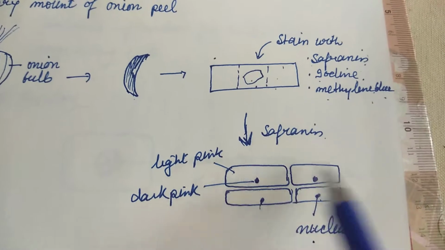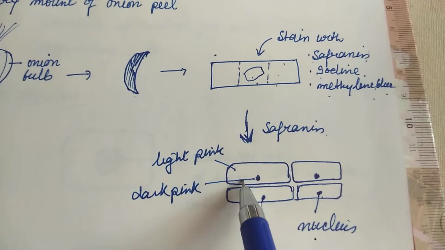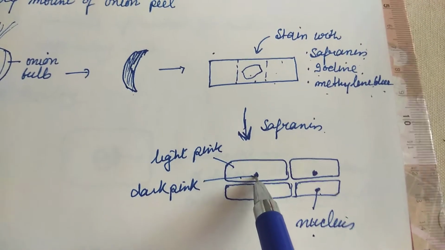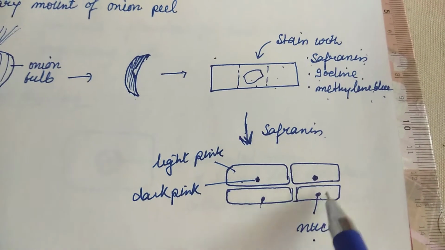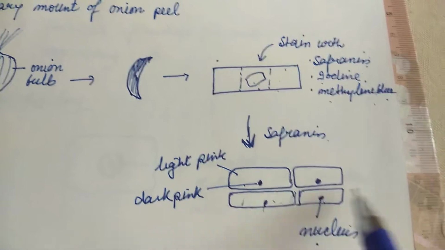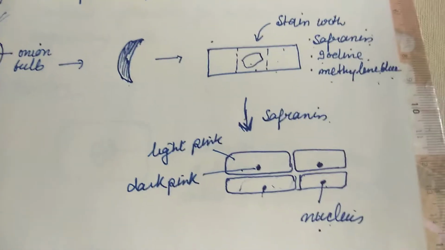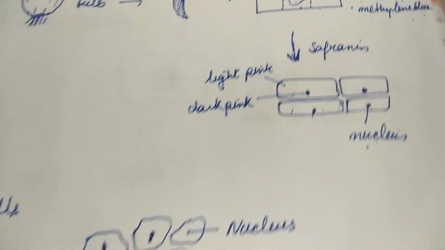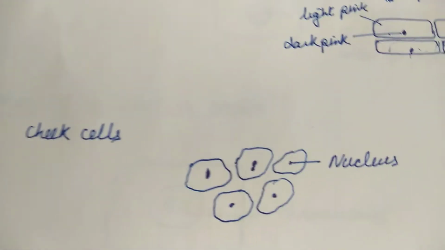Here we are studying the onion peel, so it's a plant cell. The dark pink structure, the nucleus, we see at the side because the main part is occupied by the vacuole in plant cells. Clear? In the same way we can study animal cells also.